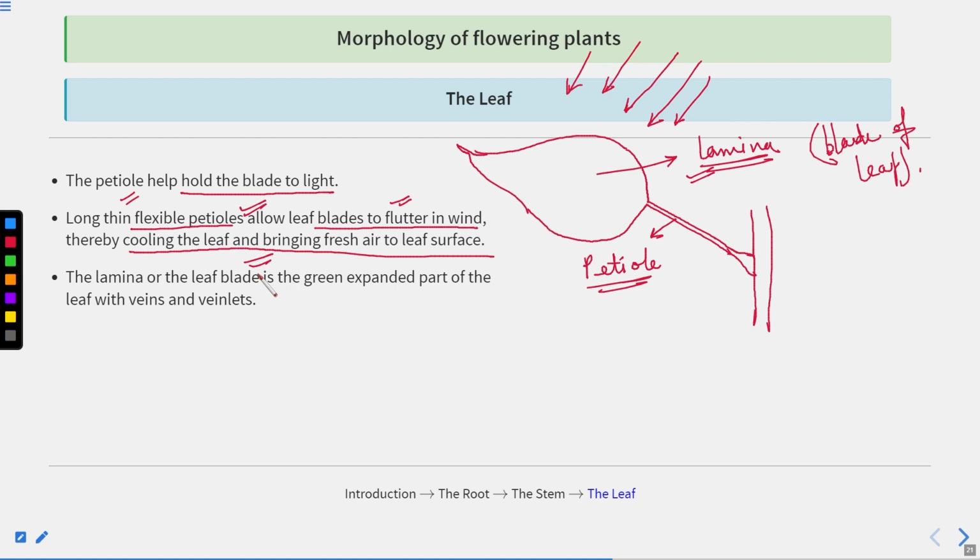And bringing the cooling effect, and with the help of this cooling effect, new fresh air comes towards the leaf surface. The lamina of the leaf blade is the green, expanded part of the leaf with veins and veinlets. So if you see this lamina part, it is the extended part, and you can see the midrib, then veins and veinlets, right? So this part you can see in the case of lamina.